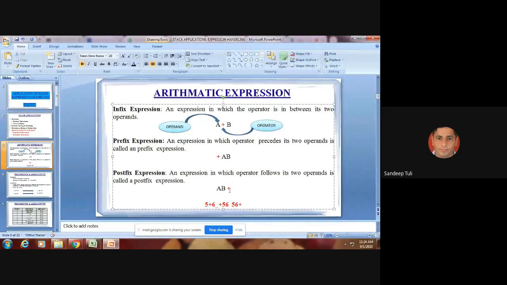Obviously this will be performed on two operands, because right now I am talking about arithmetic expressions. In arithmetic we know we are only using binary operators, which work on two operands only. Yes or no? So whenever we talk about arithmetic expressions, that is what we mean. This plus works as binary, and plus will operate on A and B. Okay?